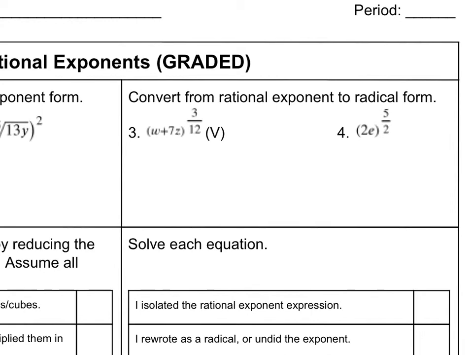Next up, we're going backwards. Same type of thing, but this time we're going to have a radical. The denominator becomes the index. The numerator becomes the power on the outside. And this stuff that's on the inside is going to stay on the inside. So w plus 7z.